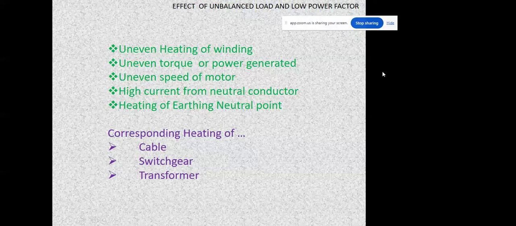So whenever we are doing energy audits, we must be very critical while seeing what the power factor of the equipment is. This is very important. Normally, it is overlooked. That may happen.